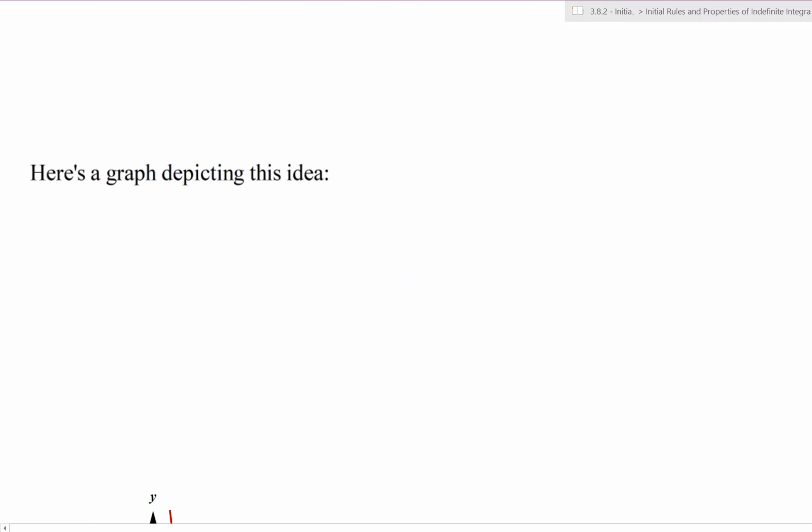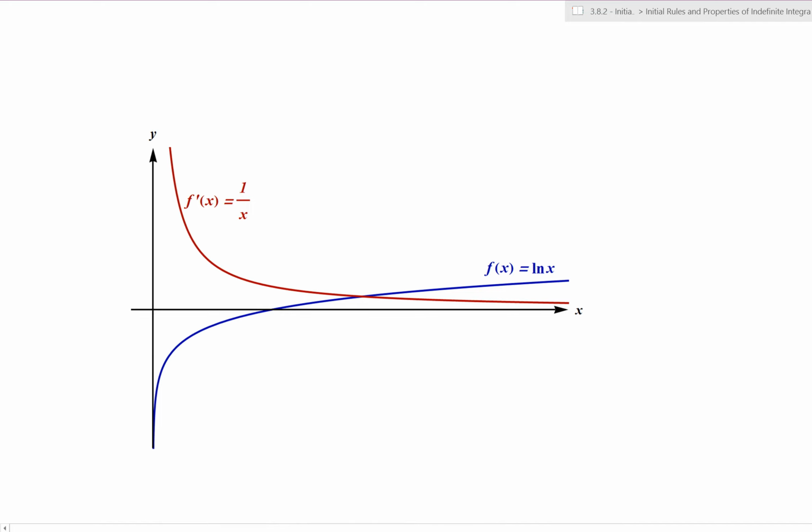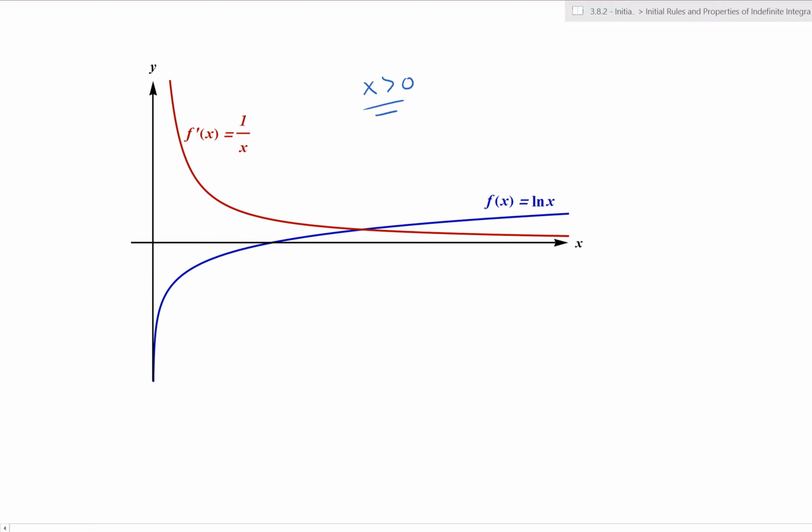And here's a graph just to depict that idea, right? So the blue graph is my natural log of x function, and then the red graph is its derivative, 1 over x. But as we can see, this is only happening for values of x that are positive. Now, the natural log of x is, of course, defined for only positive real numbers. But the function 1 over x is actually defined for a lot more numbers other than this. And so that's what we're kind of getting at here.